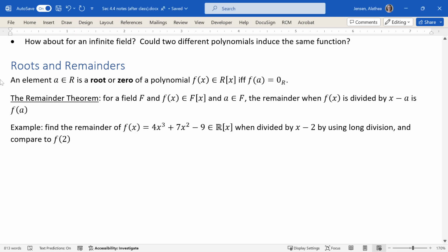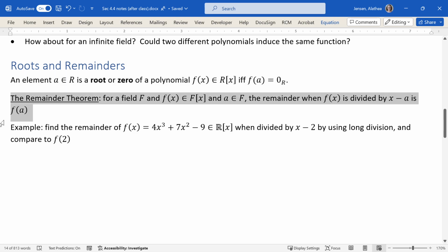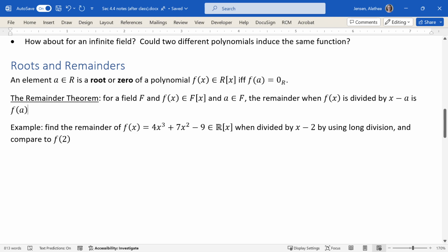So this is a really important definition. And then we have a theorem that actually has its own name. There aren't that many of those in this textbook. So the remainder theorem says, for a field F and f(x) in F[x] and an element a in F, the remainder when f(x) is divided by x minus a is f(a).